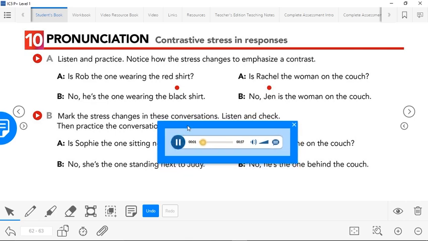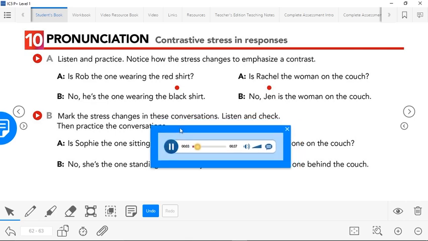Page 62. Exercise 10. Pronunciation. Contrastive stress in responses. Part A. Listen and practice. Notice how the stress changes to emphasize a contrast. Is Rob the one wearing the red shirt? No, he's the one wearing the black shirt. Is Rachel the woman on the couch? No, Jen is the woman on the couch.